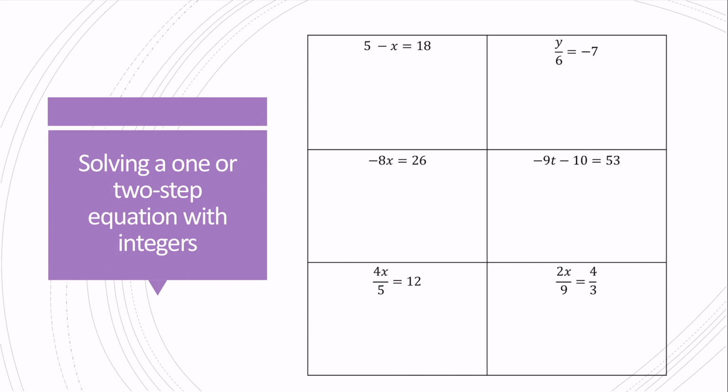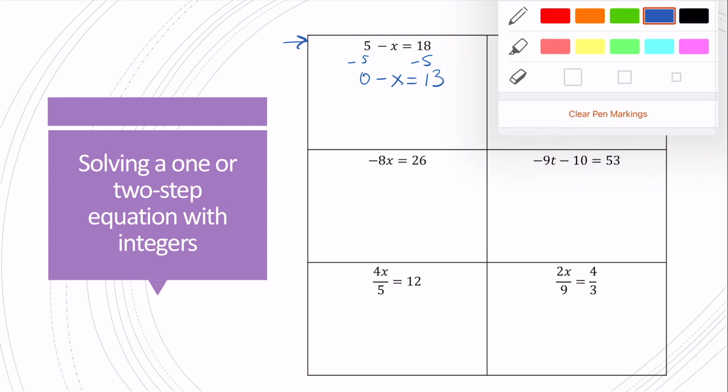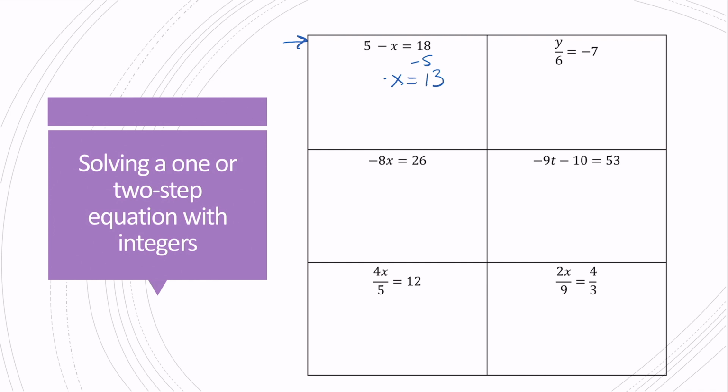So in this first example, I have 5 minus x equals 18, and I want to combine like terms. I'm going to move all my constants to the right-hand side by subtracting 5 from both sides. I'm subtracting 5 because 5 minus 5 gives me 0. Nothing will be left. So I just have negative x equals 18 minus 5, which is 13. And you don't have to write that 0. I did for clarity, but I'm going to erase it real quick.